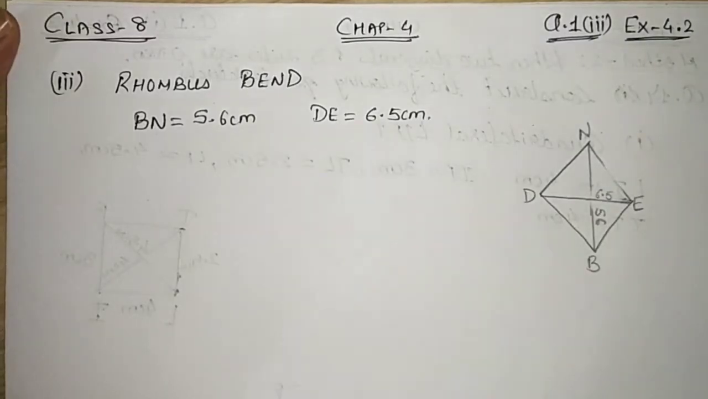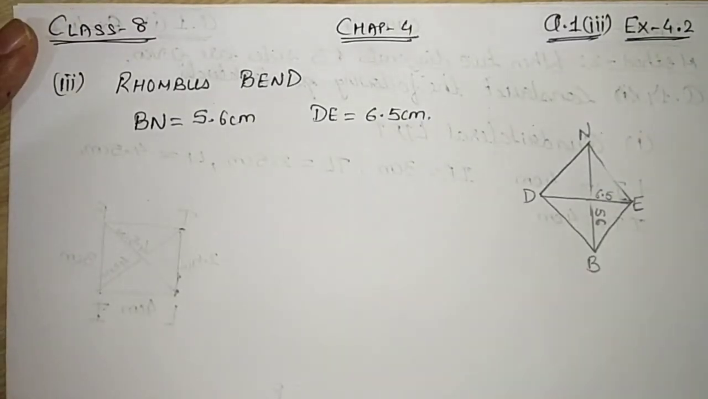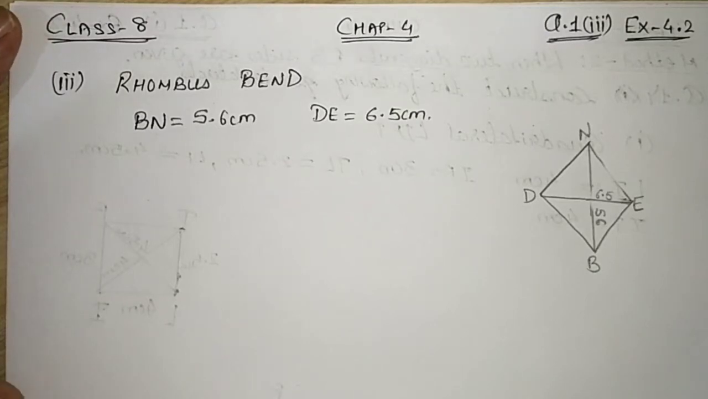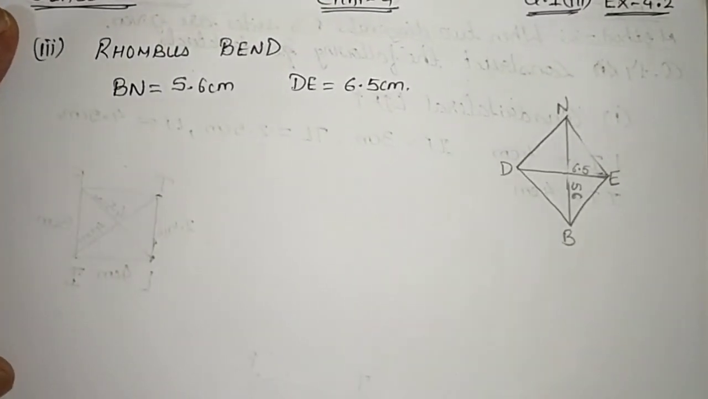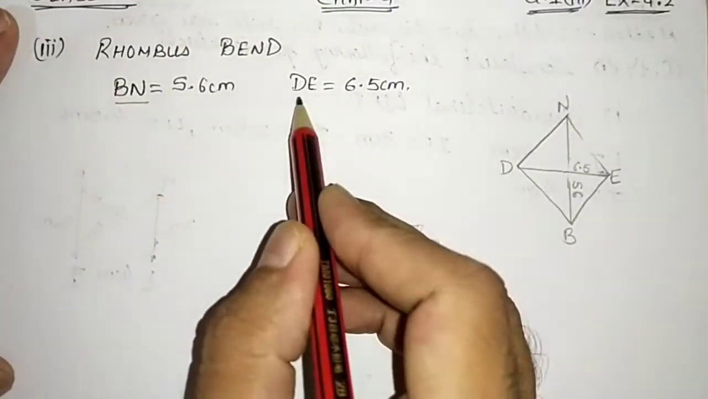Good morning, students. Today we are going to construct rhombus BEND of question number 1 part 3 of exercise 4.2. Part 2 was similar to the first part, which you will practice yourself. In part 3 there is a different rule. Here they have only given the two diagonals BN and DE.